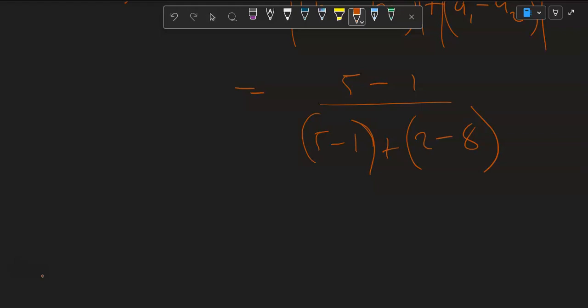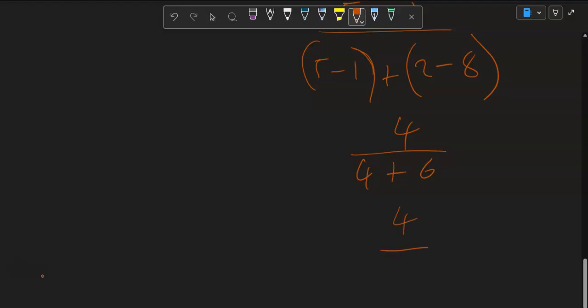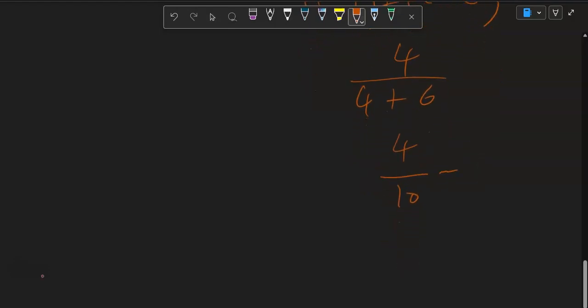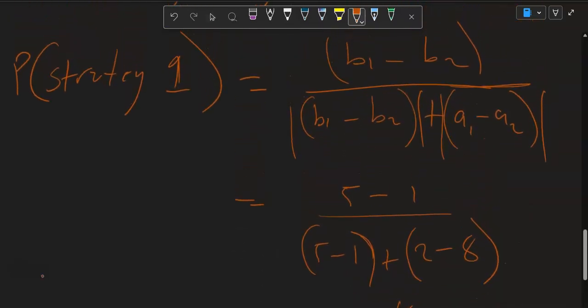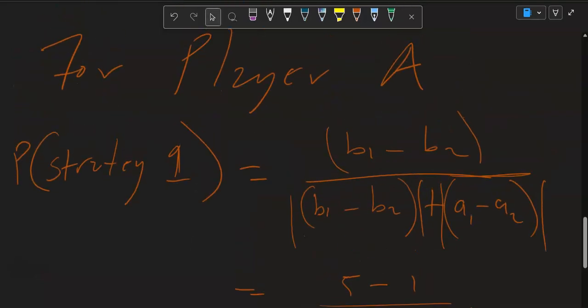All right, and what are we finding? We have 4 divided by 5 plus 1 minus 1, that is 4. Then plus 2 minus 8, that is 6. Then we have 4 over 10. I can reduce this further: 2 into 4 is 2, 2 into 10 gives us 5, right? 2 over 5. That's the probability of player 1, or player A, choosing strategy 1.